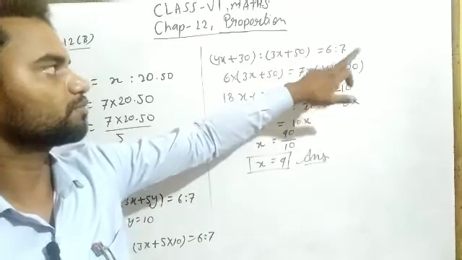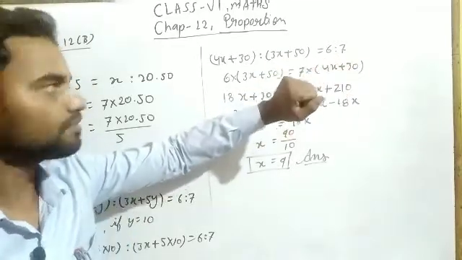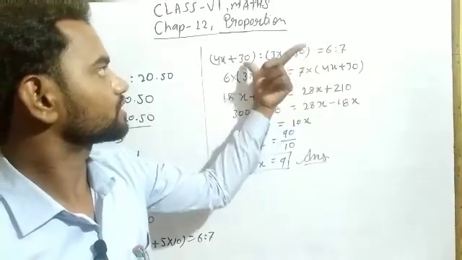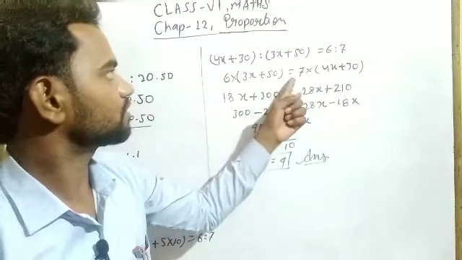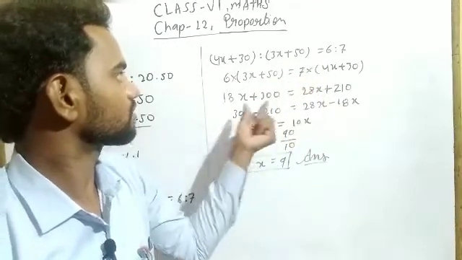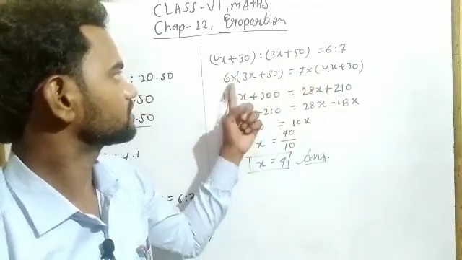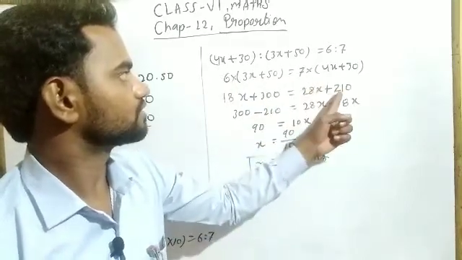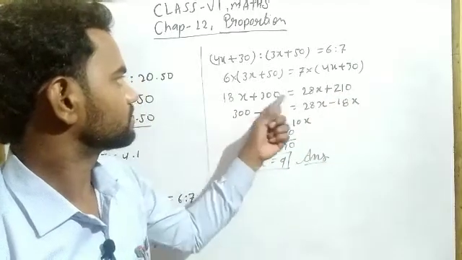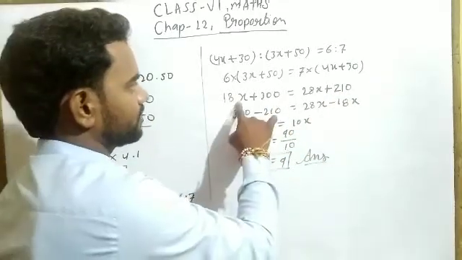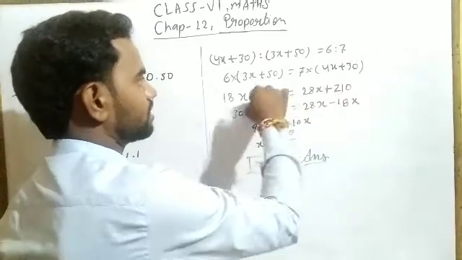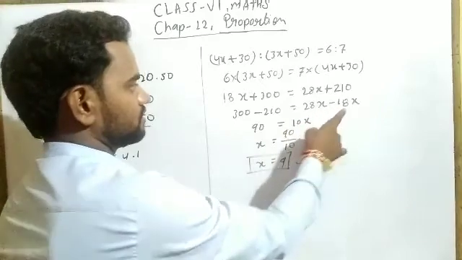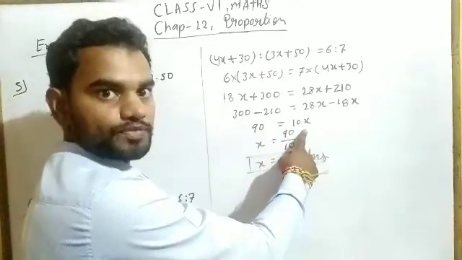So this is 3 into y, this is 10 into y, then this will be 4x plus 30, 3x plus 50 equals 6 ratio 7. Then product of means equals product of extremes. So this will be 6 into this equals 7 into this. Now calculate, 6 threes are 18 plus 6 fives are 30. So 300 equals 7 fours are 28x plus 210. Now change the side of 18x. 18x will go there and 210 will come here. So 300 minus 210 equals 28x minus 18x. This will be 90 equals 10x.